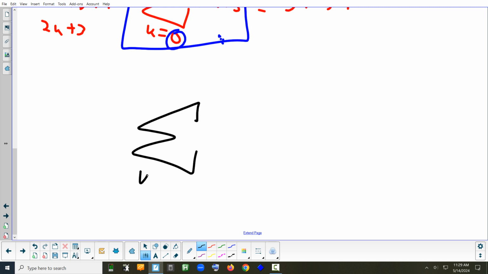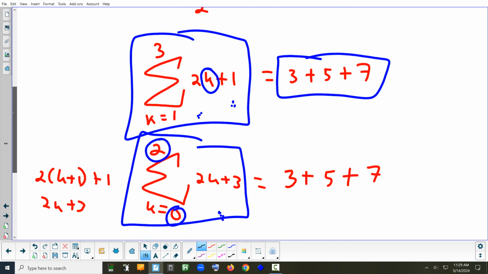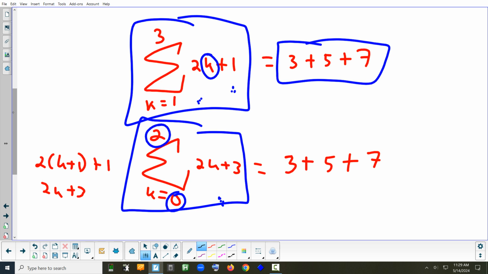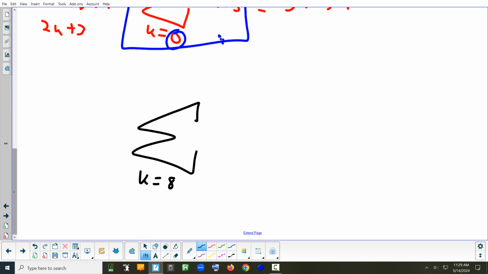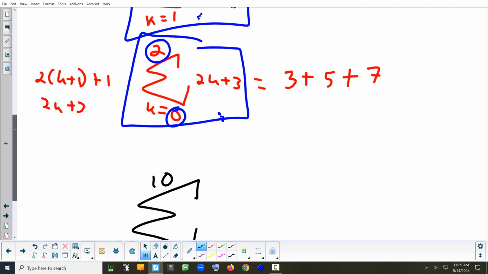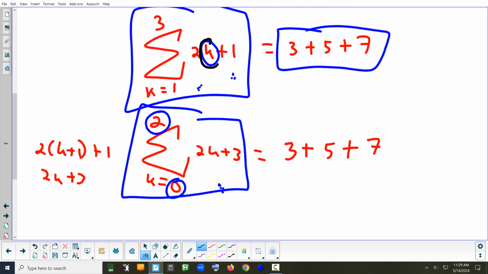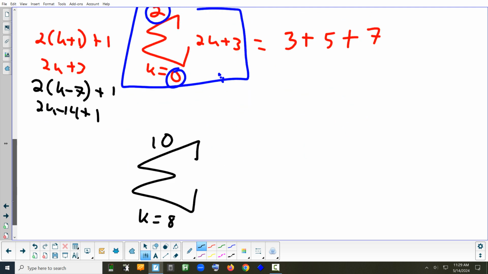So I can start wherever I want. You want me to start at 8? I can start at 8. I just have to look and say, okay, I just bumped the bottom number up by 7, so the top number needs to get bumped up by 7. And this needs to go down by 7. So it would be 2, bring k down 7. So it would be 2k minus 14 plus 1. It'd be 2k minus 13.